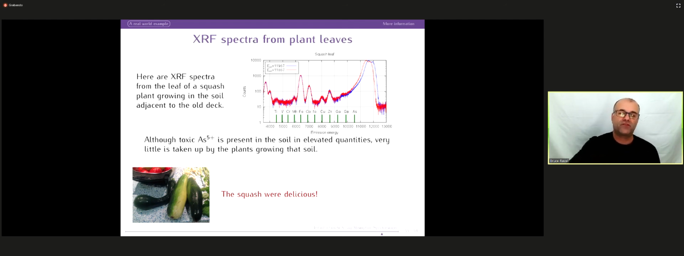Basically, a lot of plants like this just cycle arsenic through their body and go to biochemical lengths to keep the arsenic out of the fruit of the plant. So the squash are not only delicious, they're still safe to eat, even though I've demonstrated that there's elevated arsenic in that spot in my garden. Cool. So the point of this was to just give you a fun example of a real but relatable science problem and how I posed a question and answered it using the X-rays.